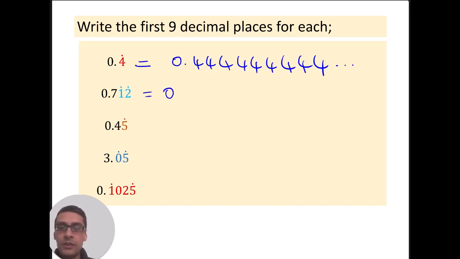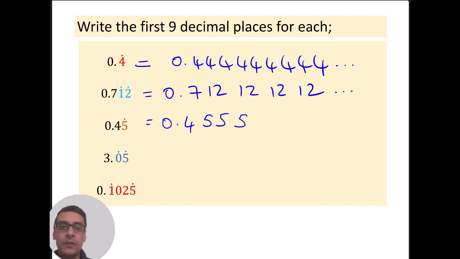This is going to be 0.712712. Oh, sorry, that's wrong. 0.712 and then 121212. So it's 1, 2, 3, 4, 5, 6, 7, 8, 9. That's 9 digits, 9 decimal places. The next one will be 0.45 is the only recurring part. So it's 1, 2, 3. It's 9 decimal places.